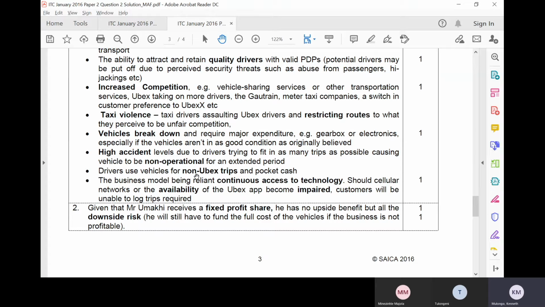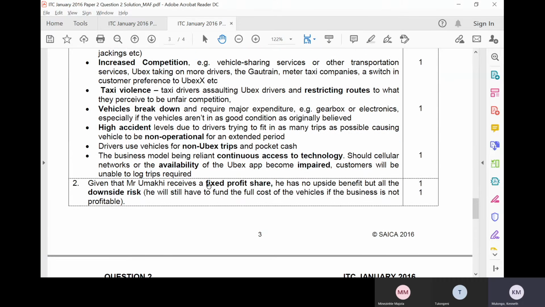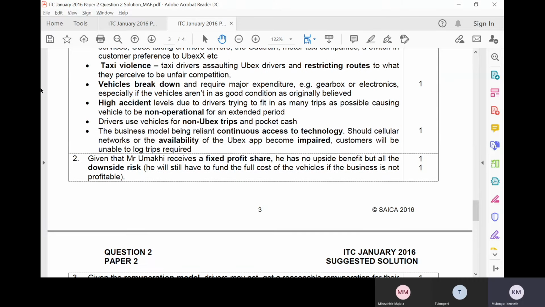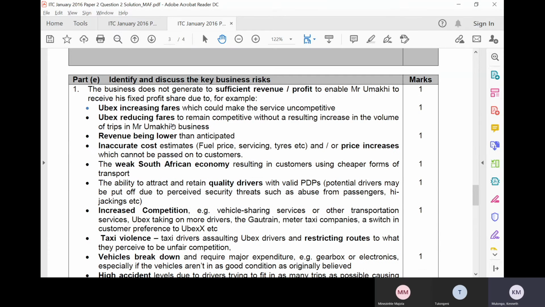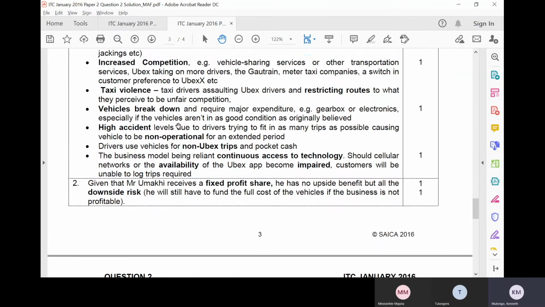So you find a customer on Uber, then you approach them and you tell them, okay, well, if you're always going to drive into work, just call me every single day and then I'll give you a nice discount and you don't have to put it on the app. Business model being reliant on continuous access to technology, should cellular networks or the availability of the UberX app become impaired, customers will be unable to log trips, right? So technology is always one you can throw in, but it's never really the focus of the scenario. So that was number one, basically not making enough revenue or profits.